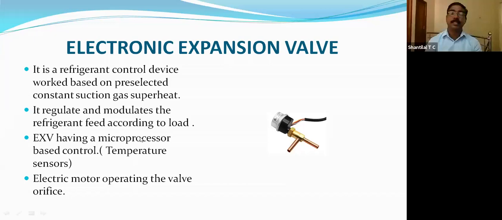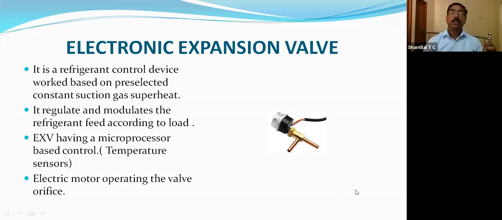Next, another part is the electric motor. And why is this electric motor used? This electric motor operates the valve. The valve has an orifice and a spindle or needle. The orifice increases or decreases, or the flow increases or decreases, with the help of the needle and this electric motor. This motor is a type of stepper motor. So this is the internal view of an electronic expansion valve.